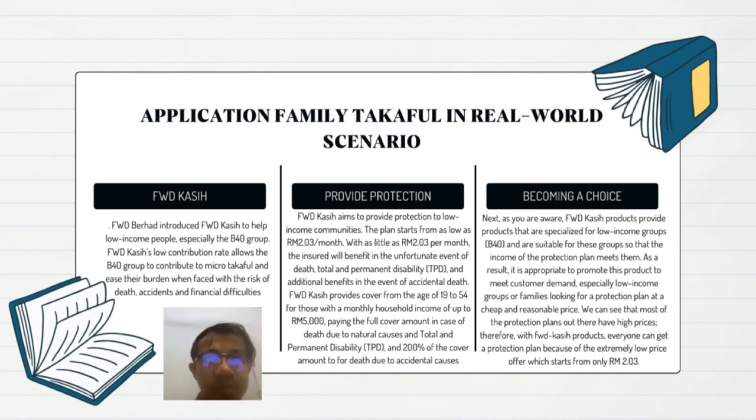FWD Kasih is in line with Syariah principle and uses four types of Syariah concept, namely wakalah, tabarru', ju'alah and qard. The application of the Syariah concept in FWD Kasih emphasizes its commitment to uphold ethical principle and provide takaful arrangement that fosters fairness, mutual support and financial security for all participants. By practicing the principle, FWD Kasih ensures that its operation is in line with Islamic value and principle, instilling confidence and trust among its participants.